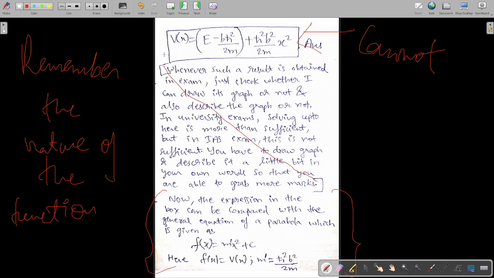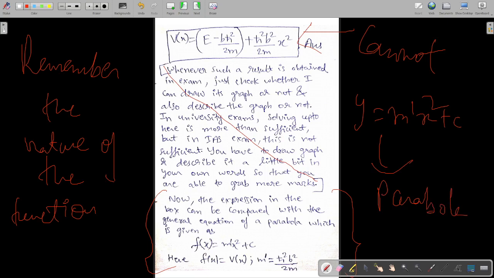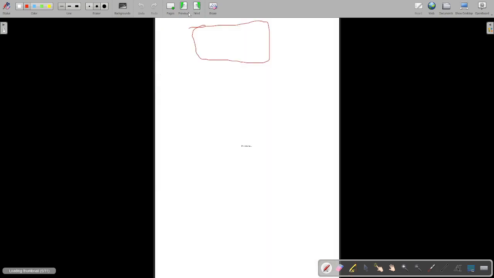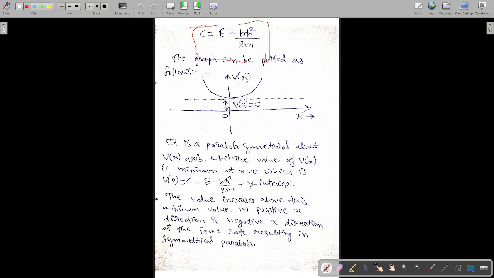So you have to use that JE time concept over here: whenever the equation is of this form, you can clearly say that it is a parabola. This thing you have to remember, and this is a symmetric parabola, symmetric about the y-axis. So according to that theorem from the JE time, I can draw the graph as follows.